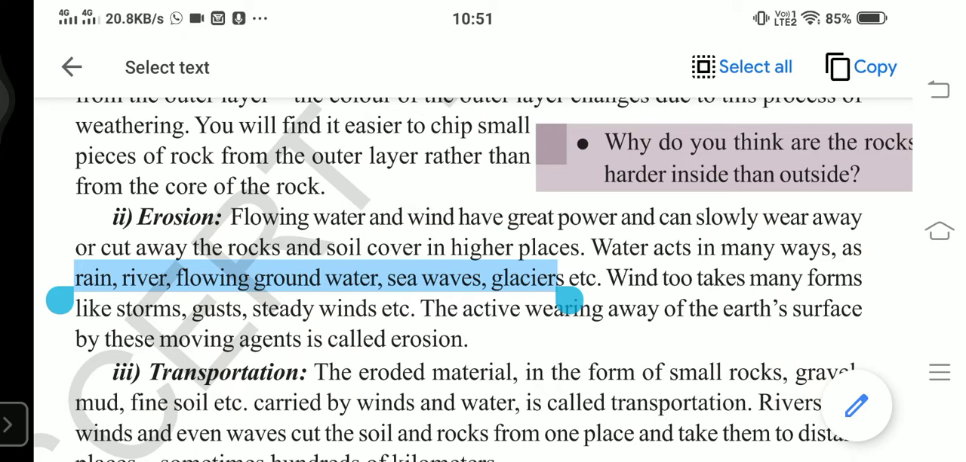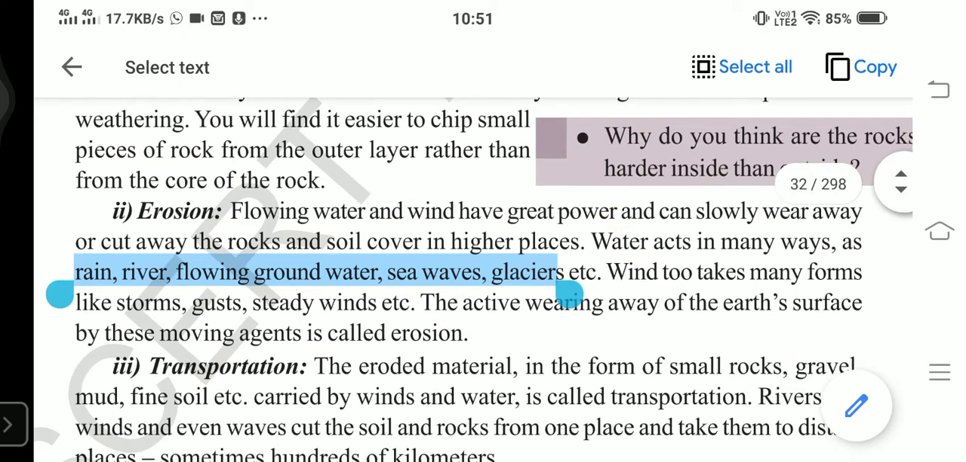Right? So when water in the form of rain works, some kinds of landforms are formed that are different from the landforms formed by the river, and also these two are different from the landforms formed by the sea waves and glaciers. Now, this we'll see in the next class. Understand? And similarly, how water acts in many ways, like rain, river, flowing groundwater, sea waves and glaciers.